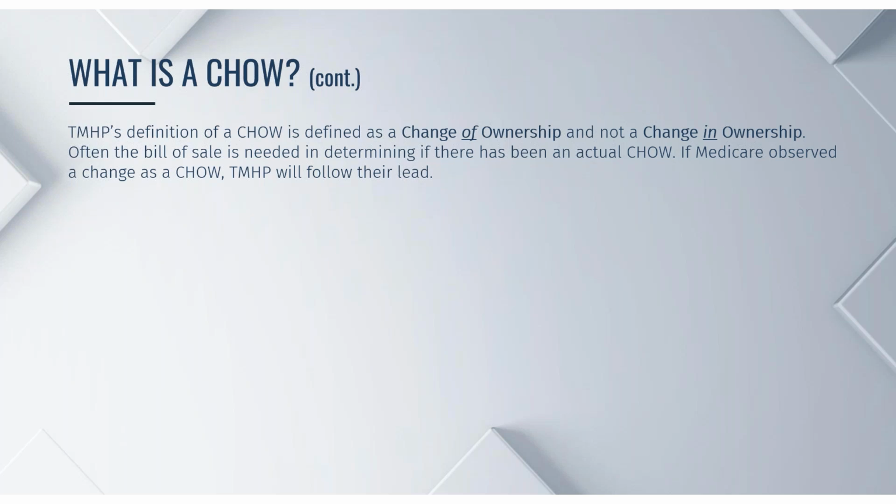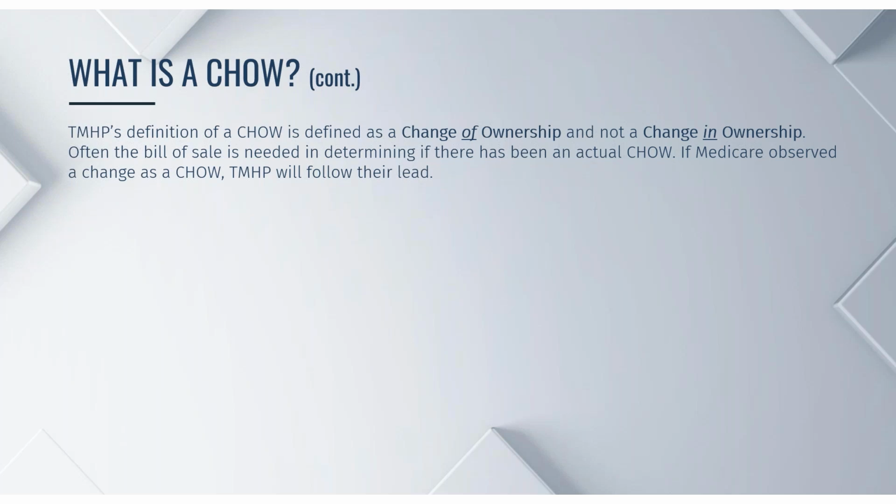Texas Medicaid and Healthcare Partnership, TMHP's definition of a CHOW is a change of ownership and not a change in ownership, which will be explained below. Often, the bill of sale is needed in determining if there has been an actual CHOW. If Medicare observed a change as a CHOW, TMHP will follow their lead. These two similar yet different scenarios are often confused by Texas Medicaid providers.